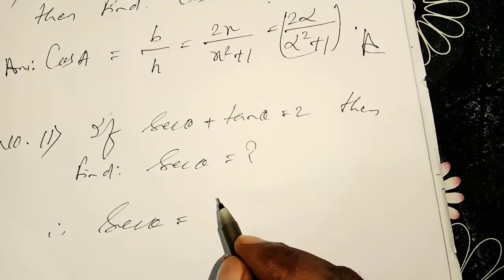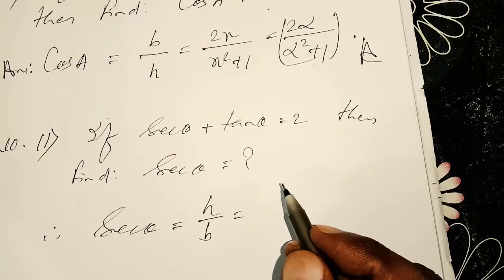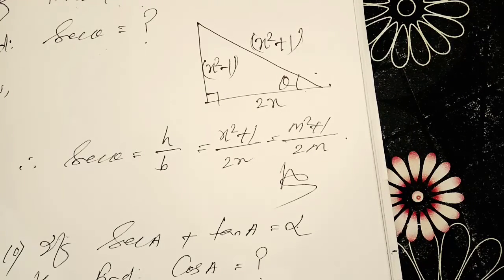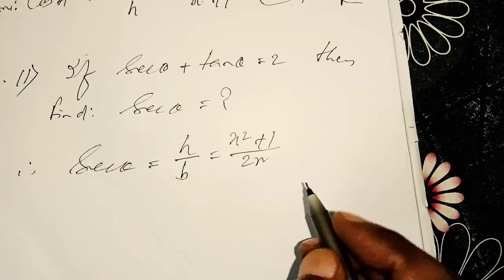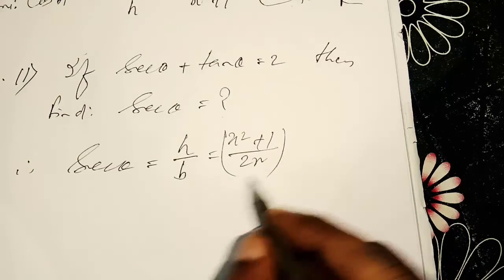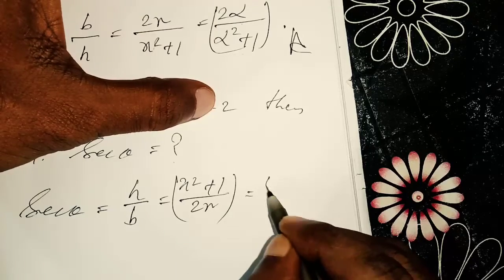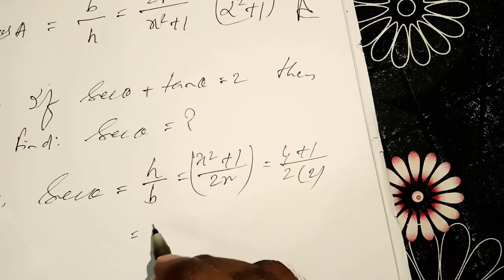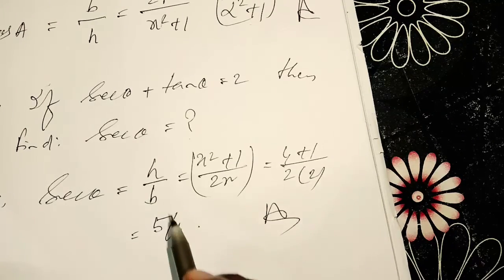As you know, cos theta formula is b by h, so sec theta will be h by b. From the last figure, h is x square plus 1, yes or no, and base is 2x. So it is x square plus 1 by 2x. Now put the value of x. What is the value of x here? 2. 2 square is 4, 4 plus 1 by 2 into 2. How much are you getting? The sec theta formula is h by b, so the answer is 5 by 4.